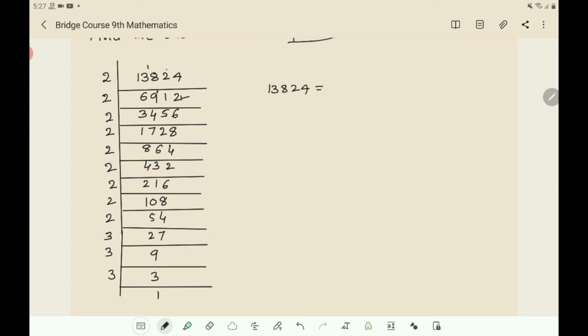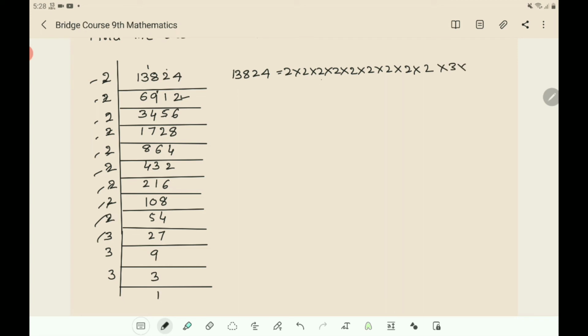13,824. Here write all the factors. 2 how many times are there? 1 2 3 4 5 6 7 8 9 times, 2 are there. Now 3 how many times are there? 3 times are there. Now take the cube root.